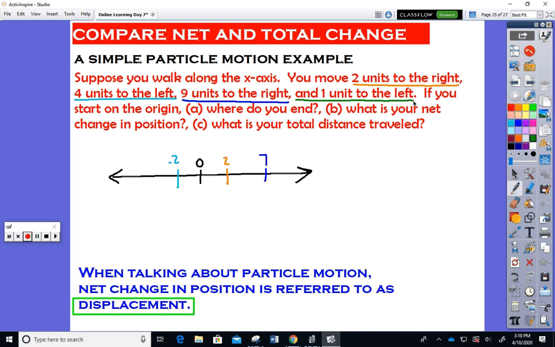1 unit to the left puts me at 6 on the x-axis. So where do you end? So the answer for part A is 6. Okay, I wind up at 6 on the x-axis.